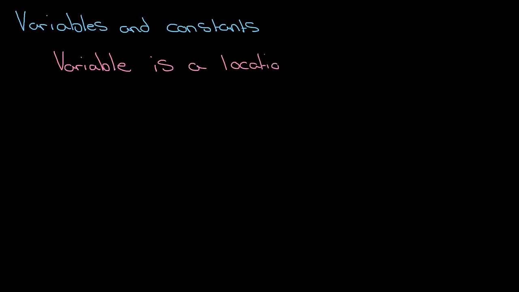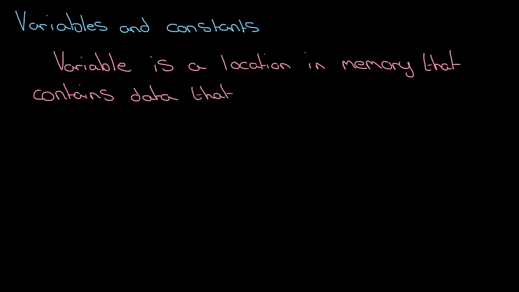A variable is a location in memory that contains data which can be changed. That is the absolute 100% dictionary definition of it. But let's explain what that actually means.